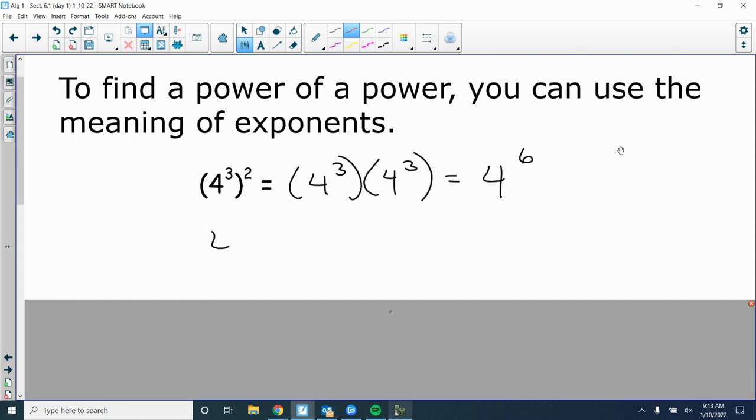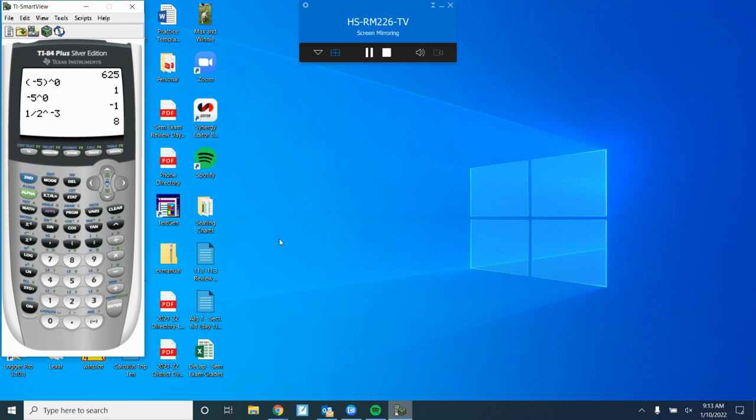Here's what's going on. Anything to the third power, you would write down 3 times: x to the 4th times x to the 4th times x to the 4th. Then you would add those together to get 12. But we can do the shortcut. I can just multiply 4 times 3 and get 12. All right, so that would be that case there.